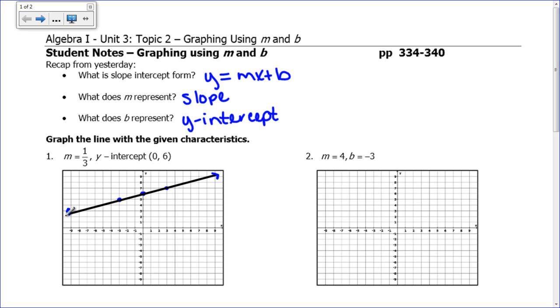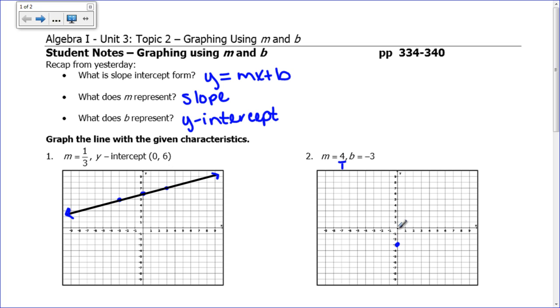So let's do another one. This one right here says that my slope is 4. Well, since it's a whole number, I know that that means it's 4 over 1, so that I can write my slope so I have directions. And then my y-intercept is -3. Well, my y-intercept's down here at -3. My slope is 4 over 1, so I want to go up 4 and over 1 from the y-intercept.